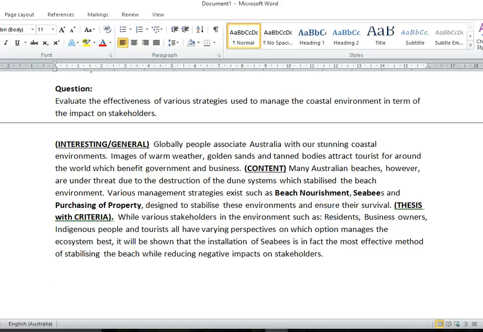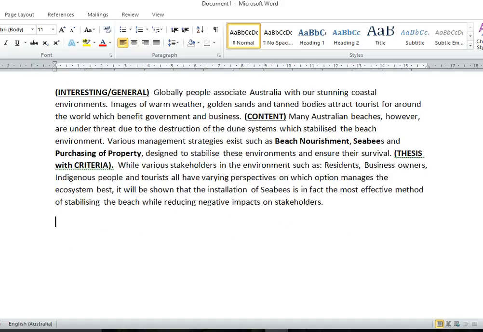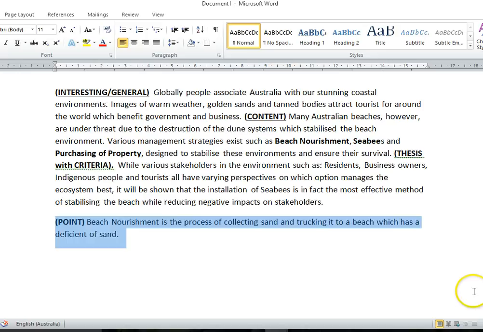Let's come back and have a look at how this applies to our essay. So the first thing we should begin with is our point. Beach nourishment is the process of collecting sand and trucking it to the beach, which has a deficit of sand. All we're telling the marker is that this paragraph will be on beach nourishment. In my introduction, I mentioned that I was going to be talking about beach nourishment, CBs, and purchasing property. And here I am talking about it. We refer to this as signposting, so the marker knows where they are in the essay.